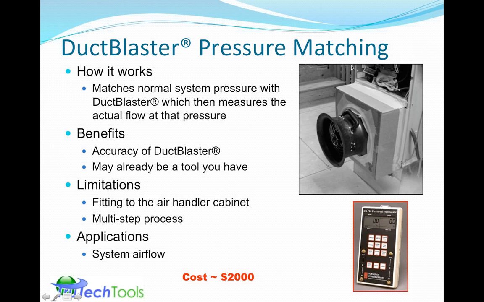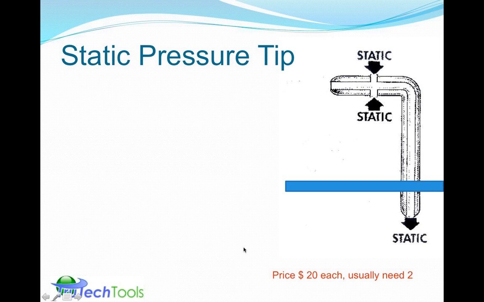And the cost there would be about $2,000, the cost of a duct blaster or duct leakage tester. So let's now look at a static pressure tip. That's something you're probably familiar with. You've heard about taking external static pressure measurements. How does that work? What is that device?